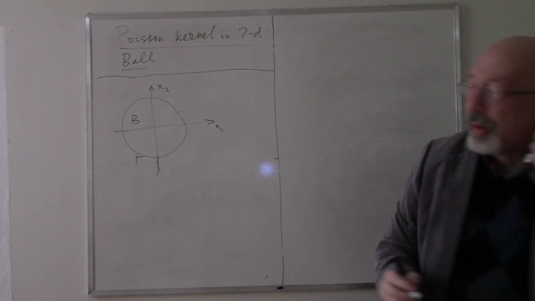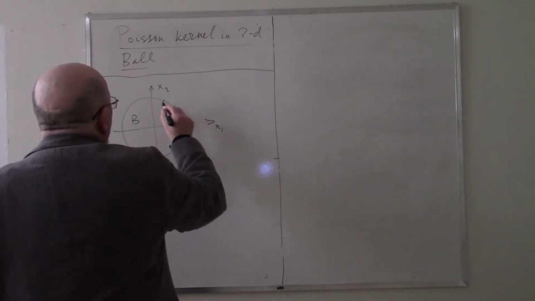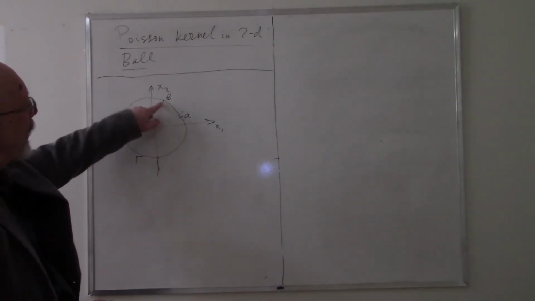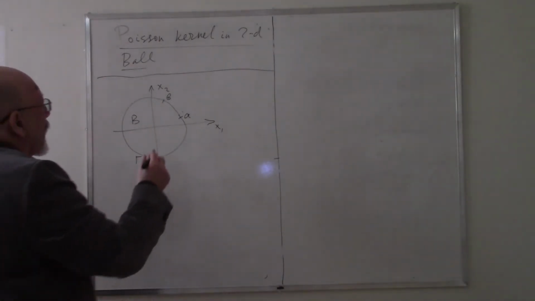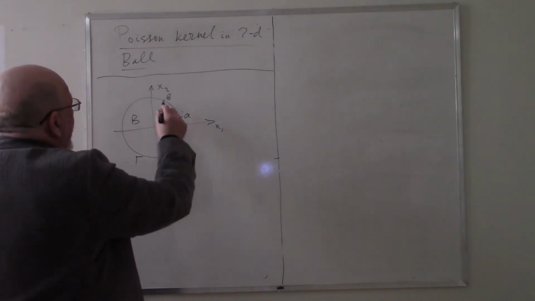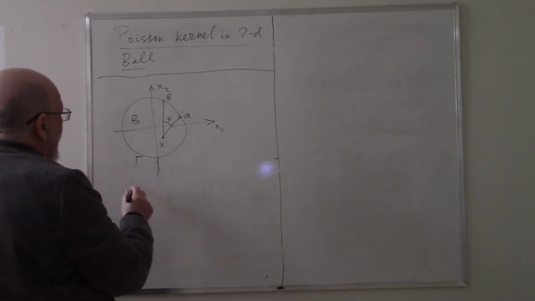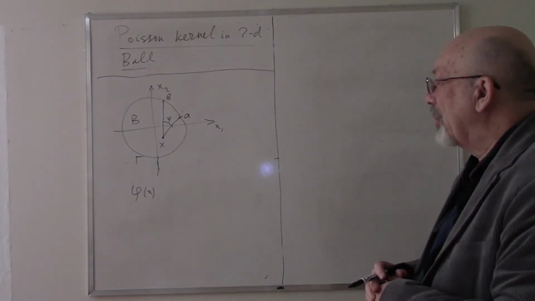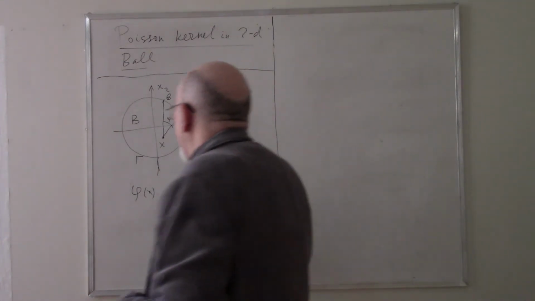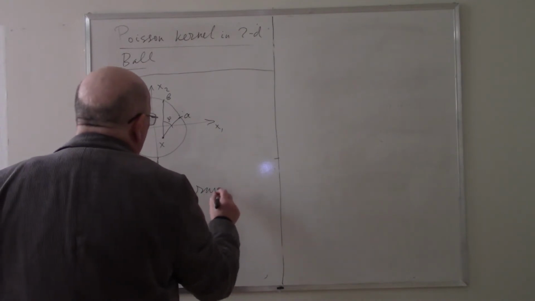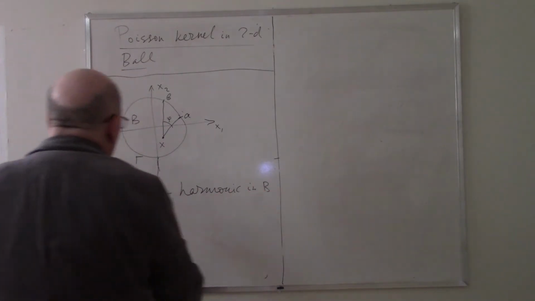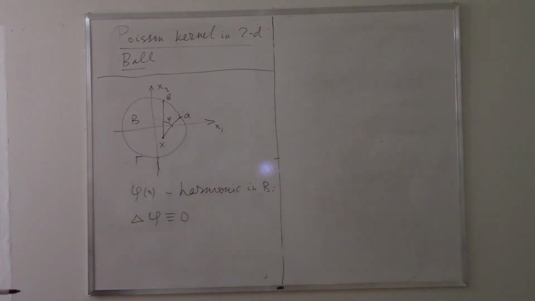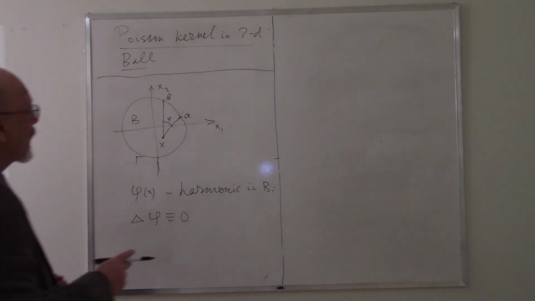And consider here first the function. Let us consider 2 points A and B on the boundary, on the circle, and for any point x, consider this angle phi of x. And we know from the problem in your assignment that phi of x is harmonic in the ball, delta phi is 0. Now what about the boundary value?